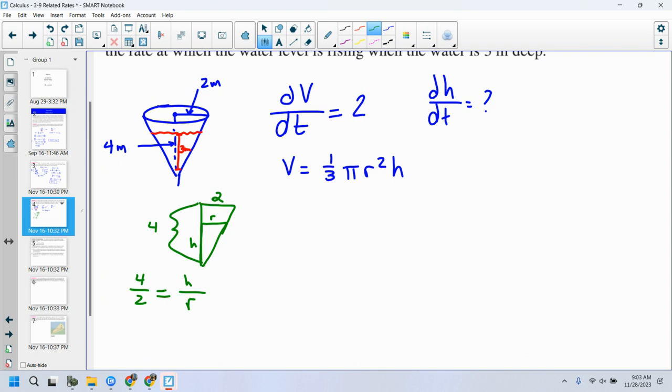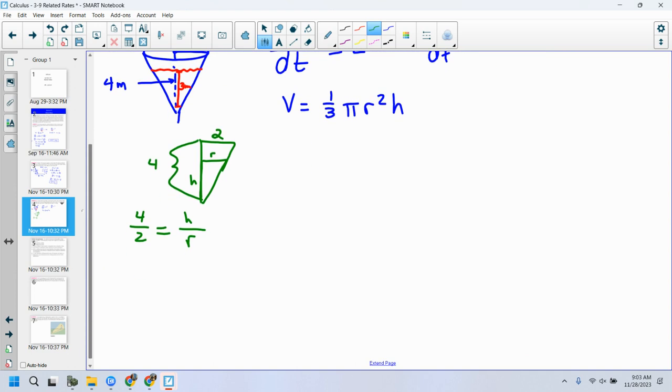So if I want to solve this equation for my radius, I can do so. Cross multiply and divide. 4R is equal to 2H. So R is equal to 1/2 H. I know my radius is always equal to 1/2 my height, or H over 2. Okay, now how does that help us? Well, that's going to give us an equation that's going to remove R.